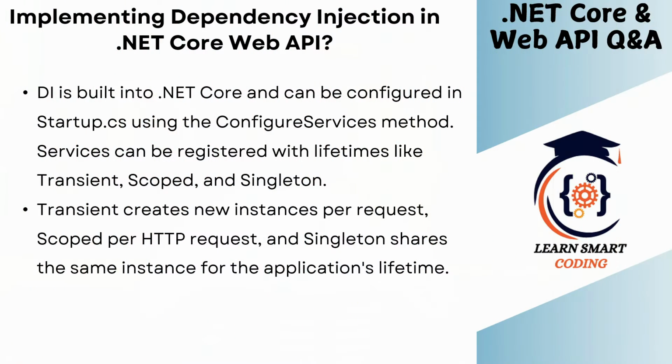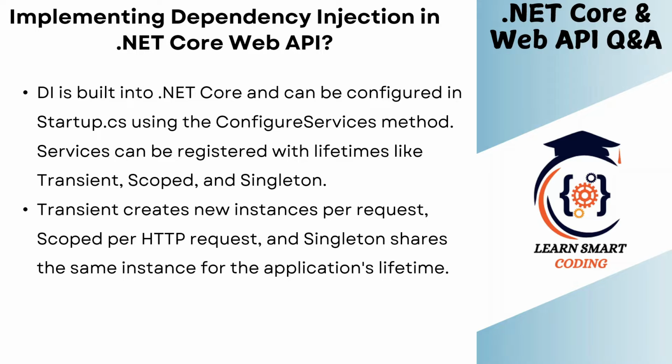Alright, so the first and important concept is somebody is going to ask you about implementing dependency injection in .NET Core Web API. So your answer could be like this: DI is already built into .NET Core and can be configured in startup.cs using the ConfigureServices method. Now, the follow-up question could be, okay, fine, what kind of lifetime can be registered?